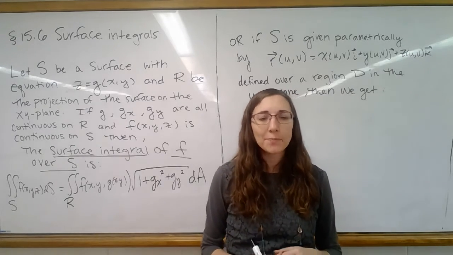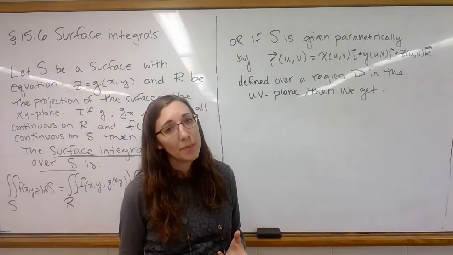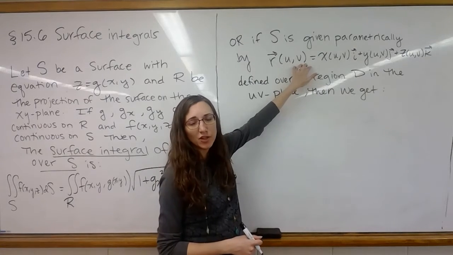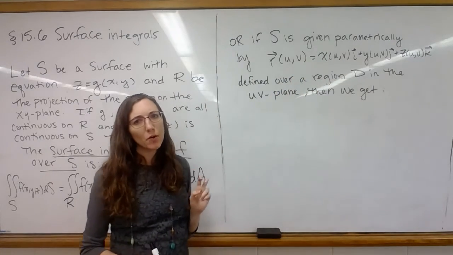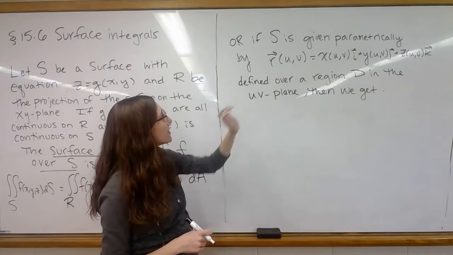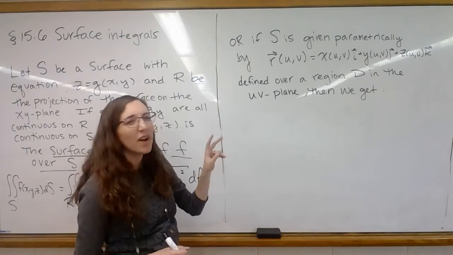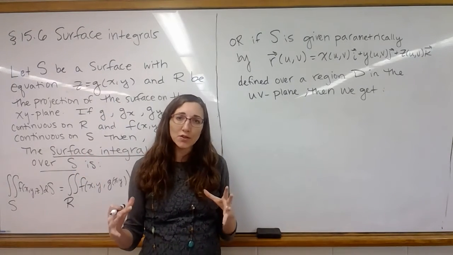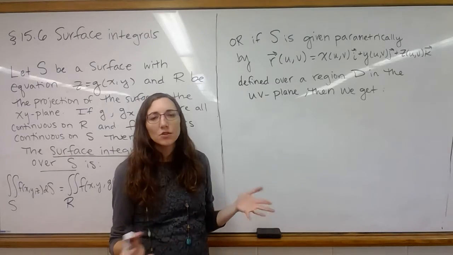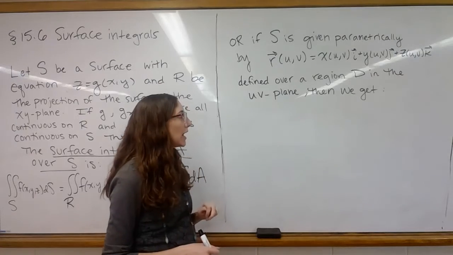equals G of x, y. But remember, we also can represent surfaces parametrically. So we could instead have represented it with, say, a vector valued function, or this could have been a set of parametric equations, either way. But if we do represent it with a vector valued function, rather than R being a region of the XY plane, D is a region of the UV plane. So basically just what are the parameters defined on.